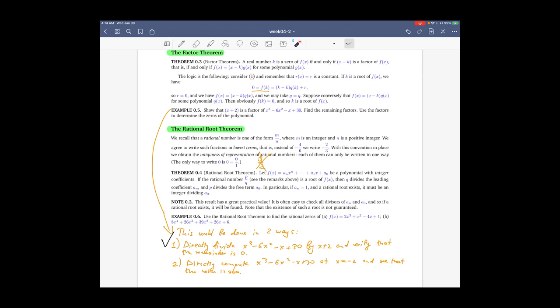Now this theorem has a great practical value because in many situations the coefficients a sub n and a sub 0 are relatively small numbers, and it's easy to check all of the divisors of a sub n and a sub 0. In hope to find a rational root, we may form all possible ratios p over q, where p divides the free term and q divides the leading coefficient, and check them one by one. Let me show you two examples where we do exactly that.